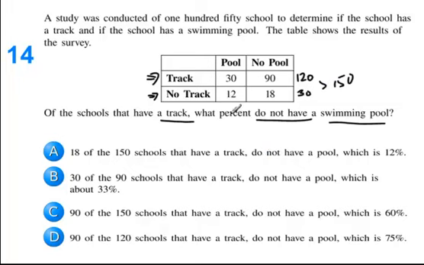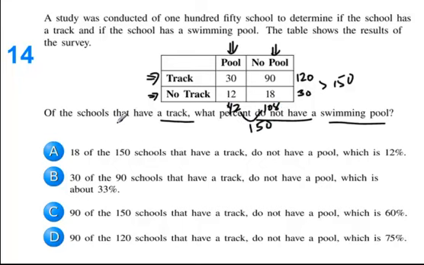Okay. Of the schools that were surveyed, how many have a pool? 30 and 12 is 42. How many don't have a pool? 90 and 18 is 108. If you add up those two, again, there's your 150.